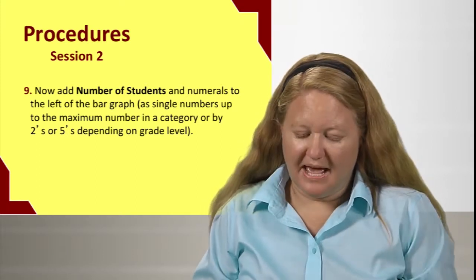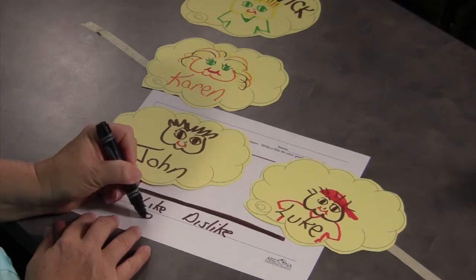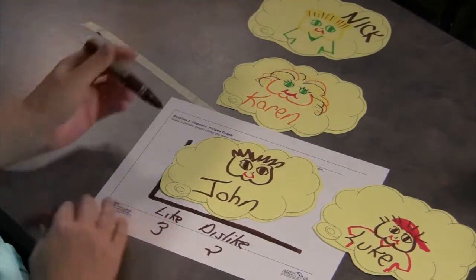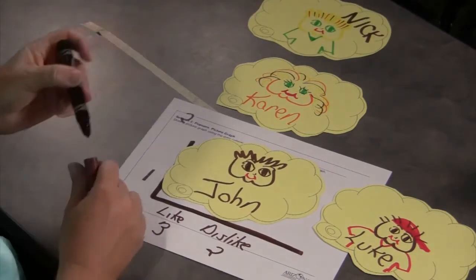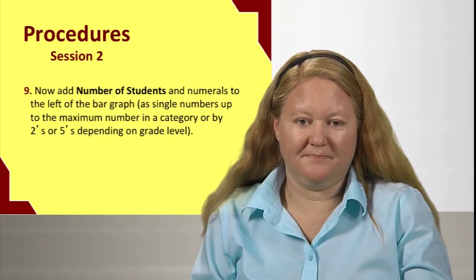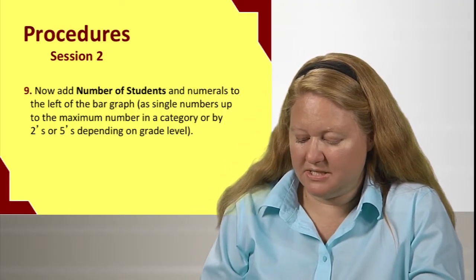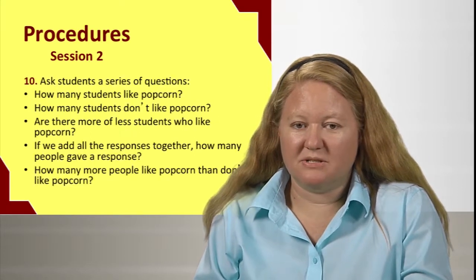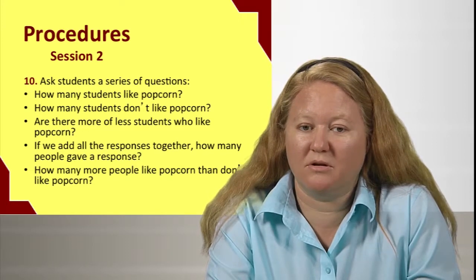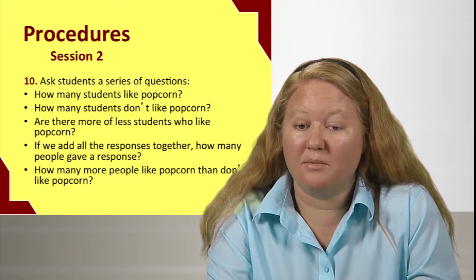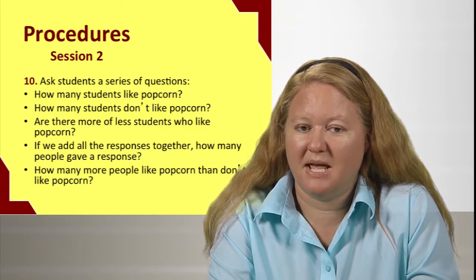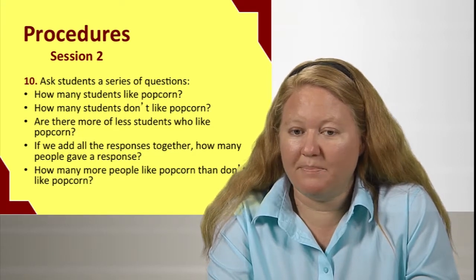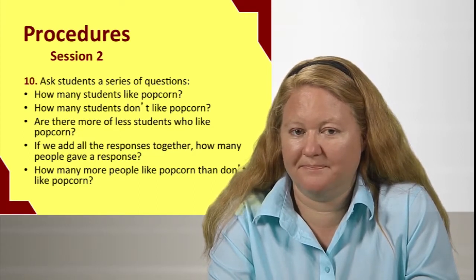Then you will have the students count how many liked popcorn and how many disliked popcorn. And on the left side of the graph, you will number those so that they can see how a bar graph would be created. You can number them by single digits, by fives, by twos, by tens, depending on the numbers. Ask students a series of questions such as how many students like popcorn? How many students don't like popcorn? Are there more or less students who like popcorn? If we add all the responses together, how many people gave a response? How many more people like popcorn than don't like popcorn?